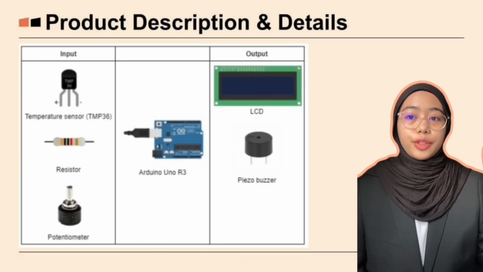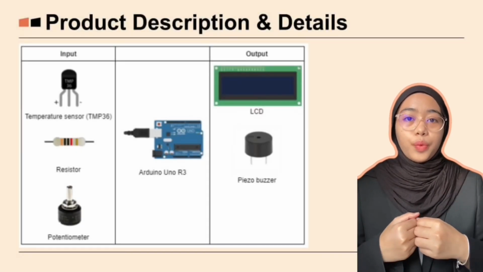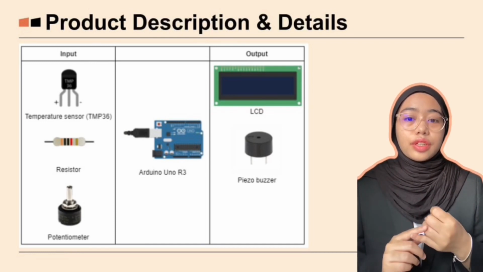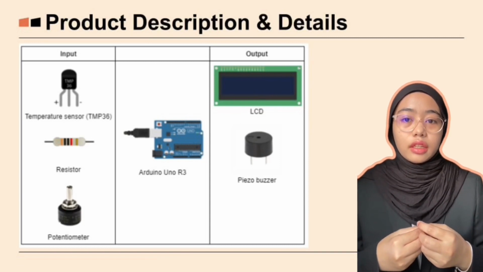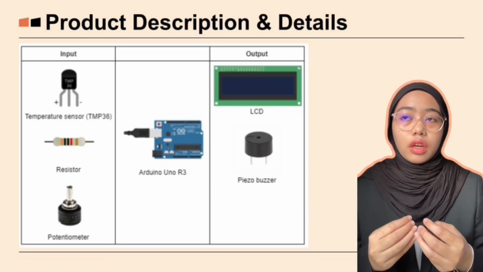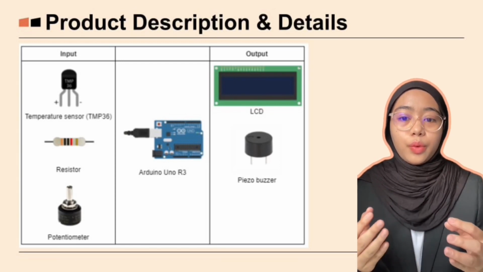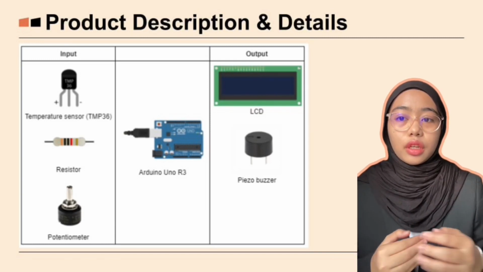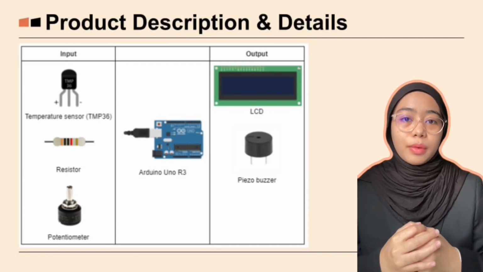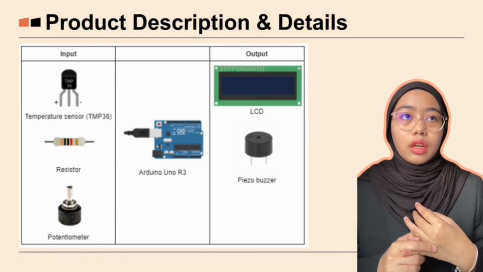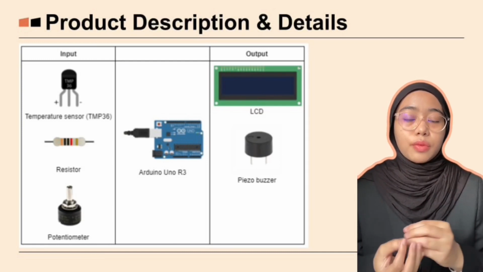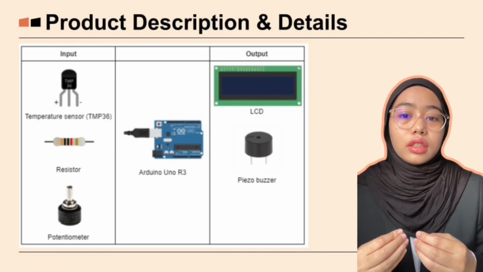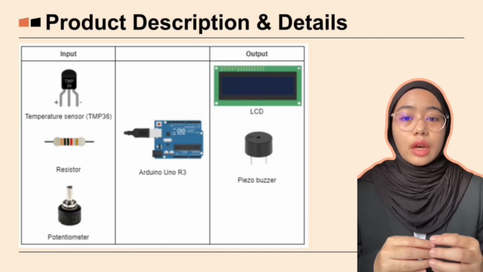As you can see here, for product description and details, we are using piezo buzzer, temperature sensor TMP36, and also resistor for the input. And the Arduino Uno R3 is where we will connect all the parts and make it function. And as for the output, we have LCD display and also the piezo buzzer. LCD display will display the results, and piezo buzzer will make a sound which indicates the temperature and humidity when it goes out of range.